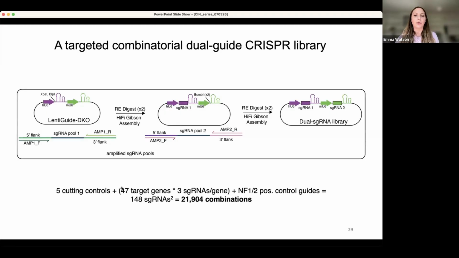We included cutting controls and we included 3 guides per gene, as well as some positive controls that have come up in other CRISPR screens that we know are important in BRAF inhibitor resistance, which are NF1 and 2. And that led to a total of about 22,000 different combinations.